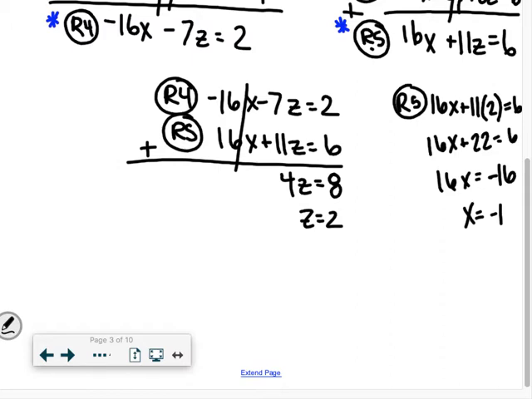Plug it into one of the original ones now. Okay, so instead of going to the 2-variable equation that only has x and z, now I have to go up to a 3-variable equation so that I can get y. I'm going to plug it into R3.